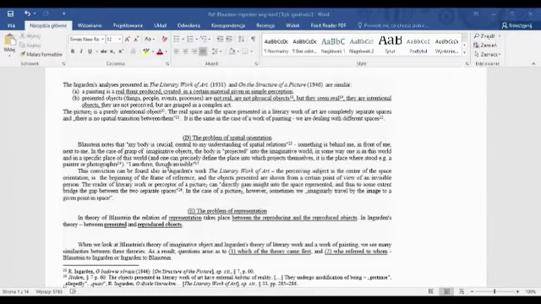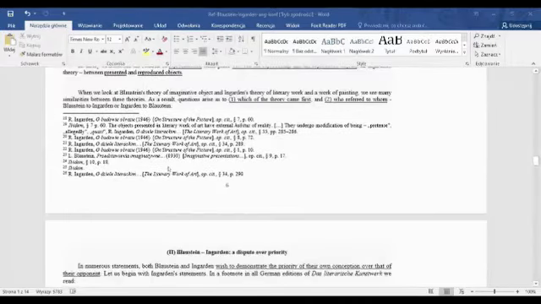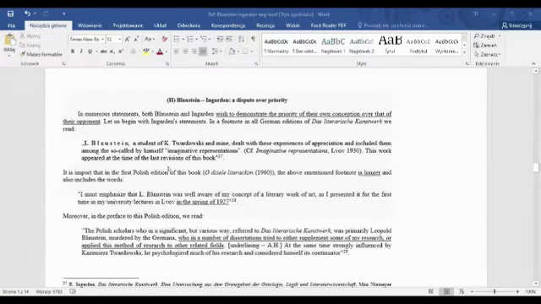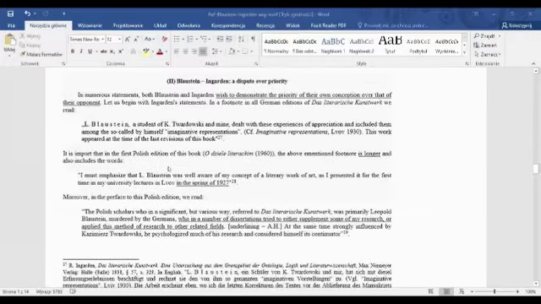When we look at Blaustein's theory of the imaginative object and Ingarden's theory of the literary work of art and the work of painting, we see many similarities between these theories. As a result, questions arise as to which of the theories came first and who referred to whom, Blaustein to Ingarden or Ingarden to Blaustein. Blaustein, Ingarden, a dispute over priority.